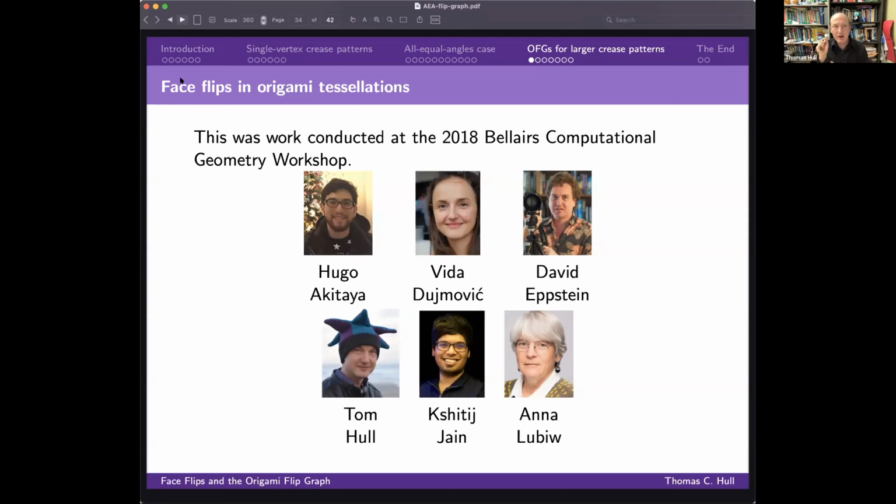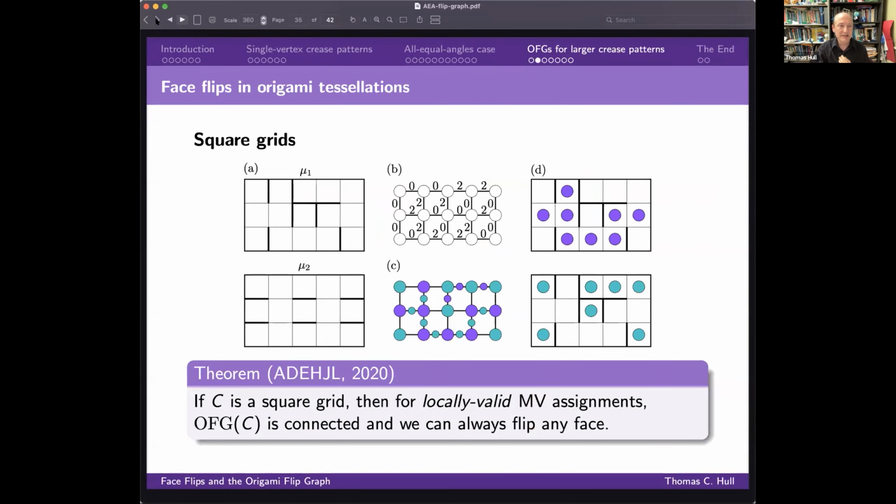We specifically looked at origami tessellations. Are there types of origami tessellations where we can say something about what faces can be flipped when and so on? And what was surprising was the variety of structure we found in their origami flip graphs for origami tessellations. So for example, square grids, that's a type of origami tessellation. So imagine your crease pattern is just a square grid.